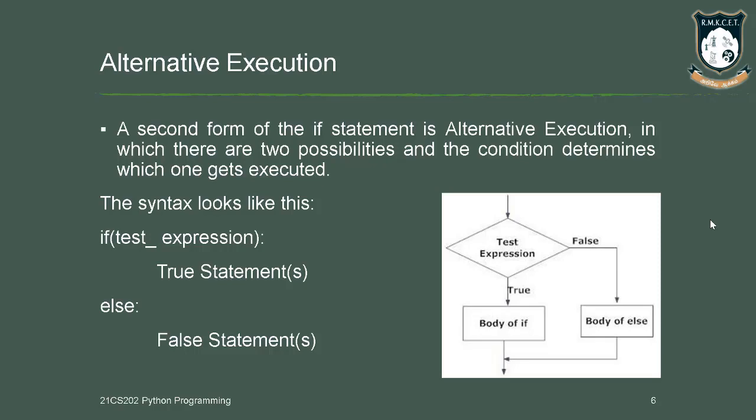Here we will have two possibilities. Based upon the condition, you will get the possible output. If it is true, you will get one set of output. If it is false, you will get another set of output. So that is the case of alternative execution.